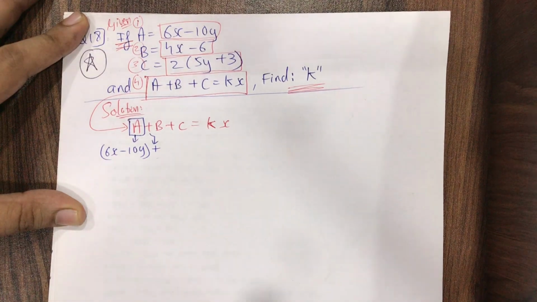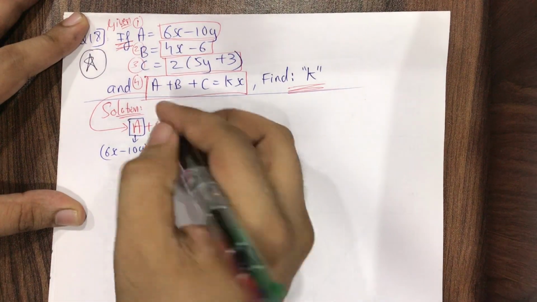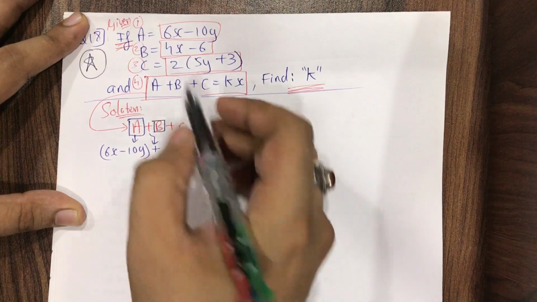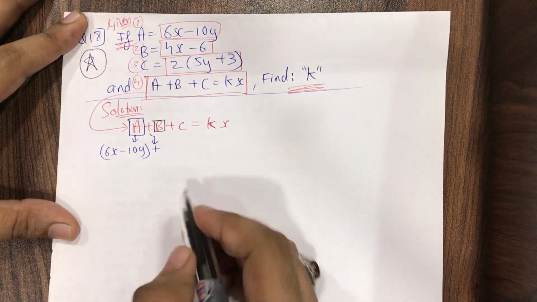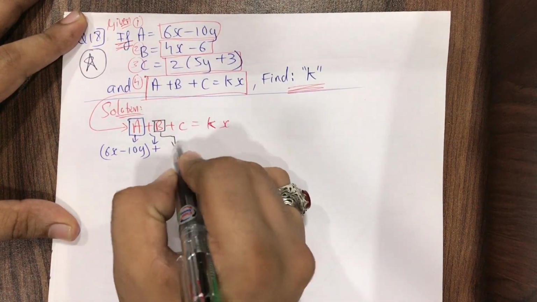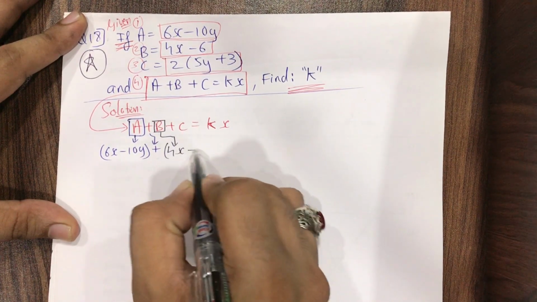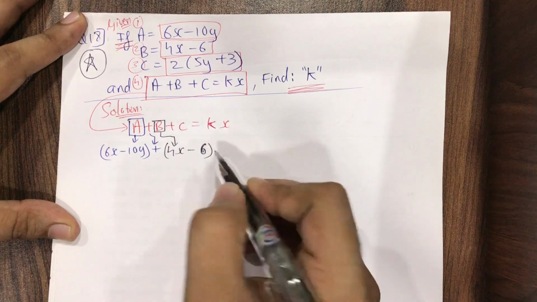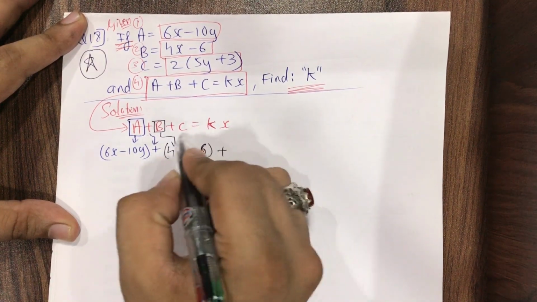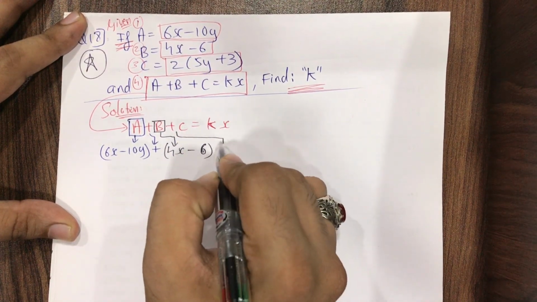Now students, you all tell me, do I have the value of capital B? Yes, the value of capital B is 4x minus 6. So at the place of B, I'll put 4x minus 6. Then I have plus. This plus is copied as it is.